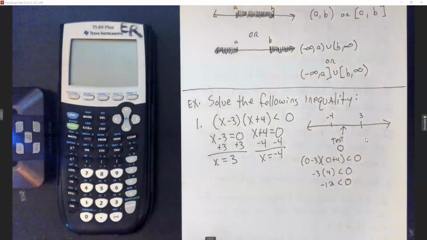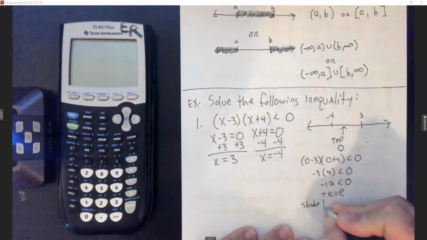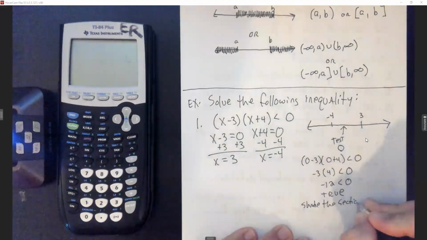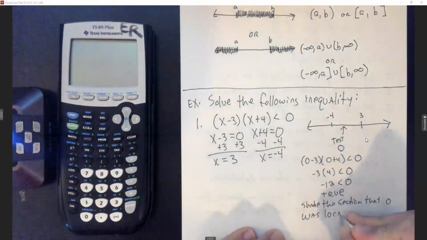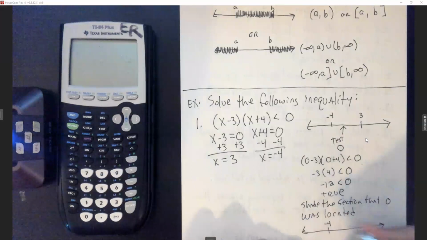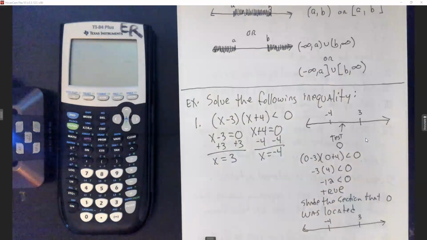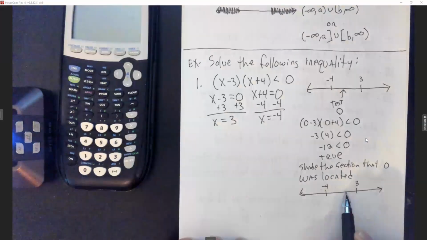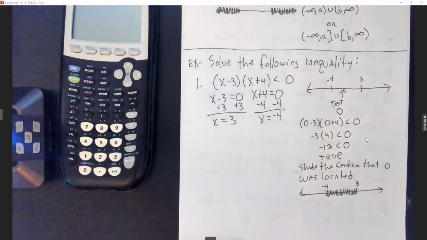So true or false? That would definitely be true. So since this is true, we're going to shade the section that 0 was located. So I'll write that again. Let me make my number line. I got a negative 4 here and a 3 here. Since I know 0 is in between negative 4 and 3 and it made that true, I would come in and shade between my negative 4 and 3.